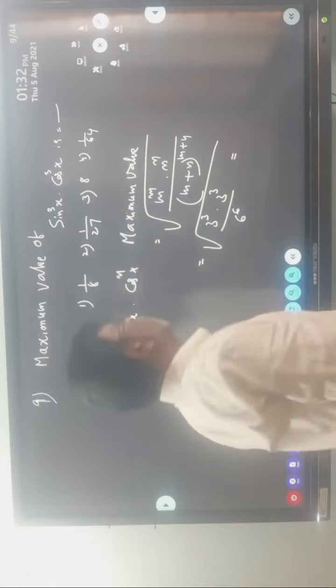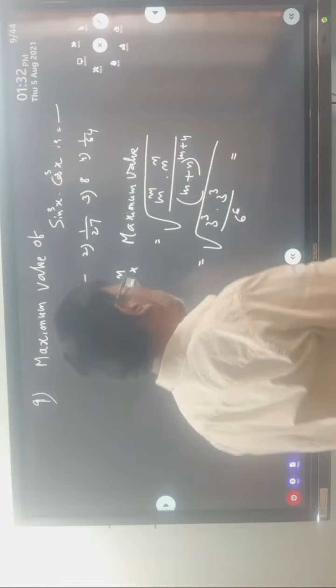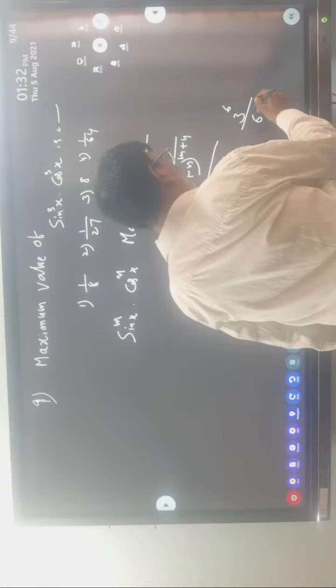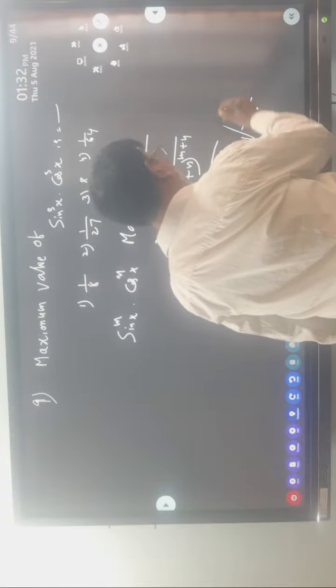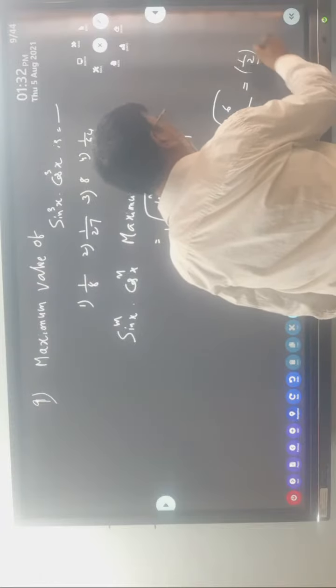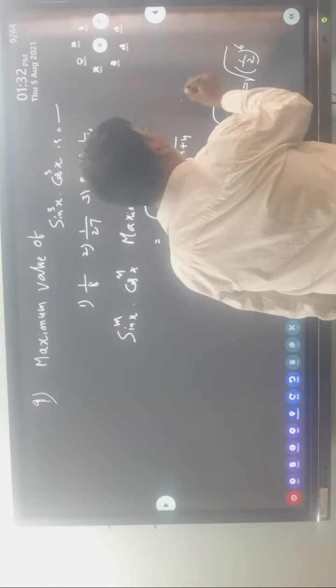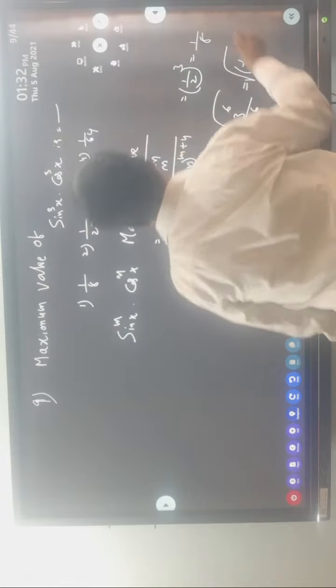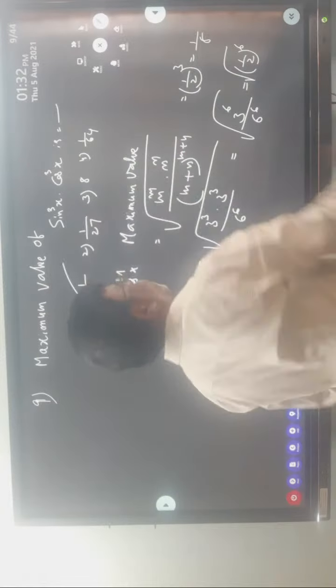So we have to simplify this. That is very simple. That is 3 power 6 by 6 power 6, taking the square root. So 3 by 6 is 1 by 2, power 6 under root of square, 1 by 2 whole cube. That gives the answer of 1 by 8. So the first option is the correct answer.